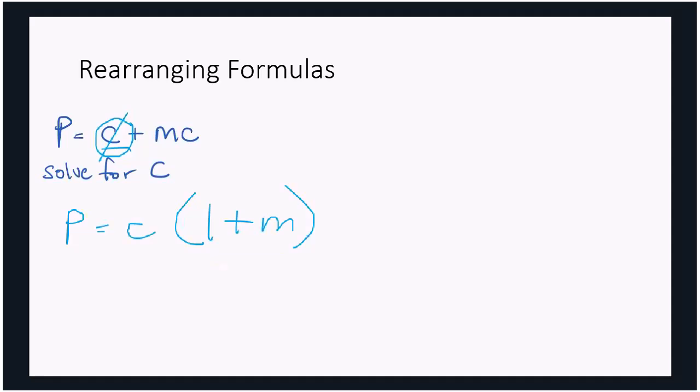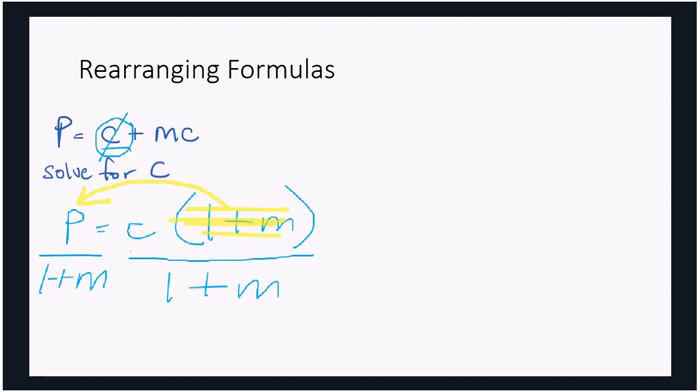And now what I want to do is isolate c. So to isolate c, I want to take this 1 plus m and pull it over to the other side. And whenever I'm moving it over to the other side, I want to do the opposite of what it's doing here. And on this side, what it's doing is it's actually multiplying c by 1 plus m. So the opposite of multiplying is dividing by 1 plus m. And I'm going to divide this side by 1 plus m. That cancels out 1 plus m on the right hand side, leaving me with just c. So I can write c is equal to p over 1 plus m.